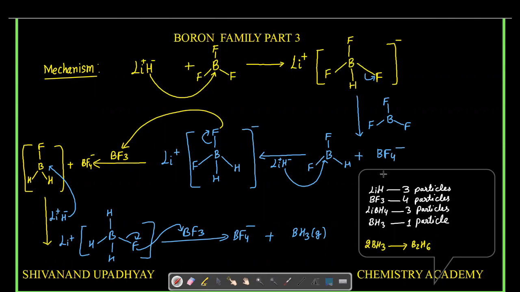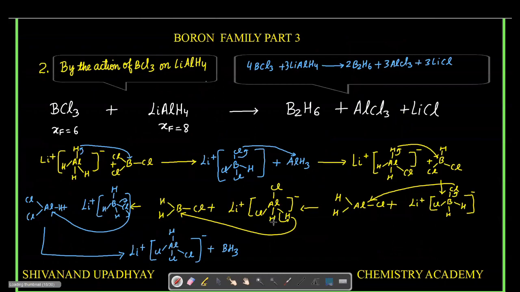So we have written that when one BH3 molecule is forming, there is use of 3 lithium hydride particles and 4 BF3 particles, there is formation of 3 particles of LiBF4, right? And there is formation of 1 particle of BH3. I think this is LiBF4, not BH4. This is LiBF4. So in this way, this is the mechanism to predict what are the products formed.